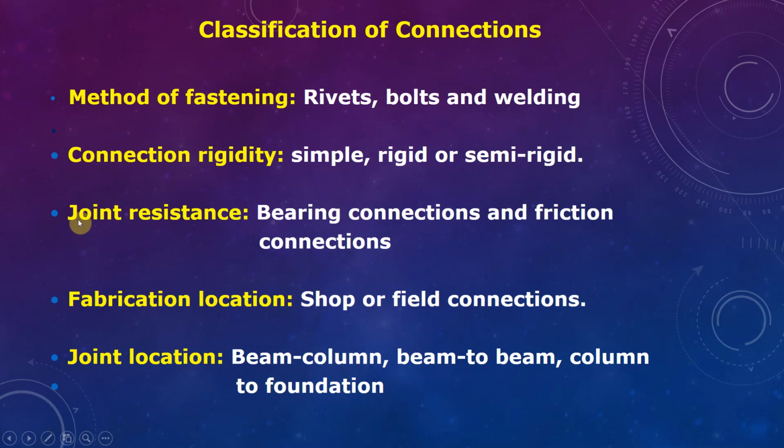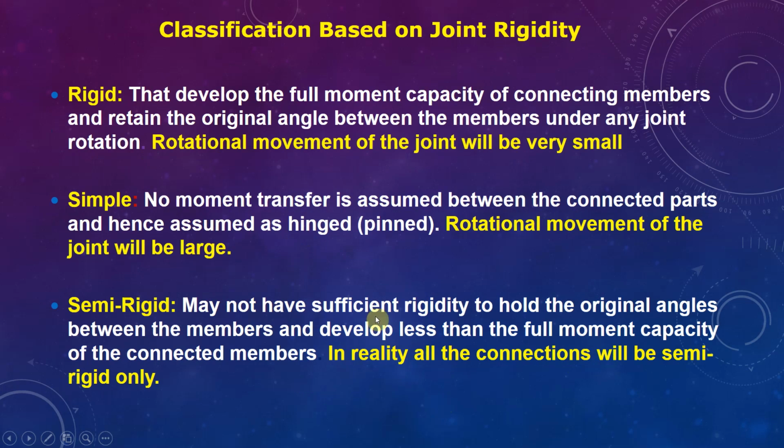Next classification is joint resistance. So depending on joint resistance, there are two types of connections. They are bearing connections and friction connections. Then depending on fabrication location, the connections are classified as shop connections or field connections. Next one is joint location. So depending on joint location, the connections are classified as beam to column connection, beam to beam connection, and last is column to foundation connection.